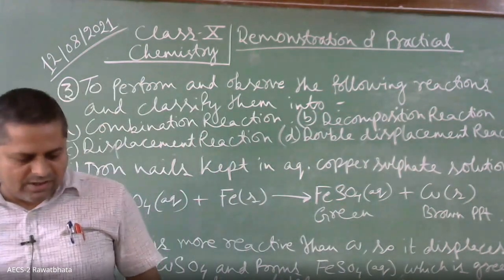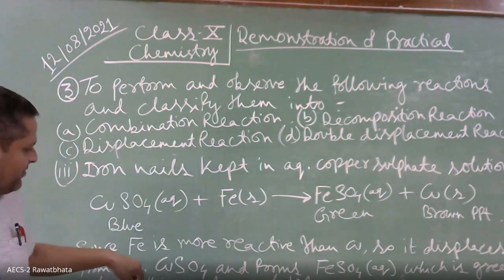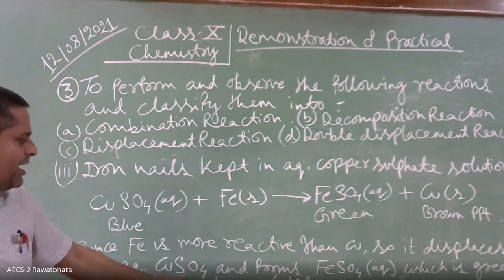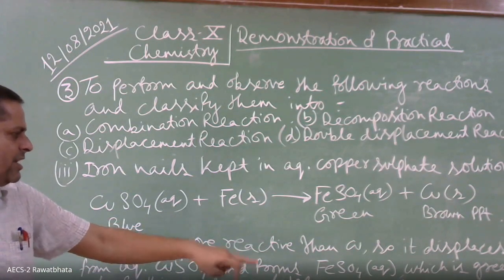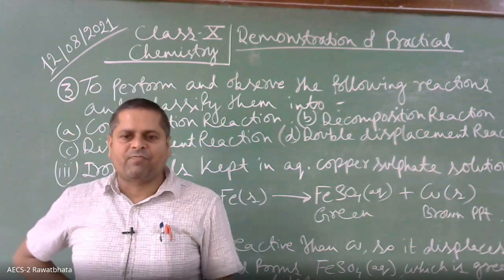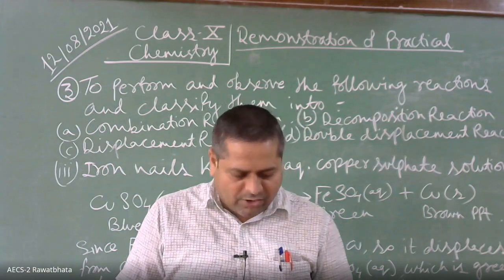Okay. Yes. Sir, the last line is not visible. Okay, I will read it for you. Since Fe is more reactive than copper, it displaces copper from aqueous copper sulfate and forms FeSO4 aqueous, which is green in color. So this reaction is displacement reaction. Okay. Any doubt?